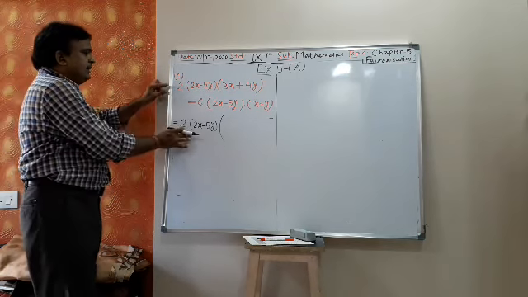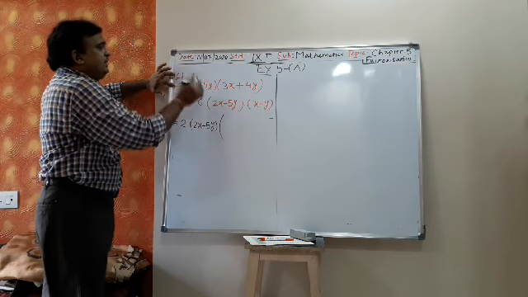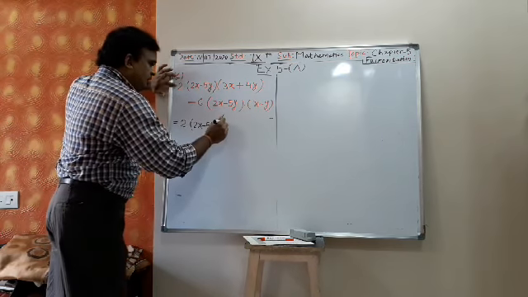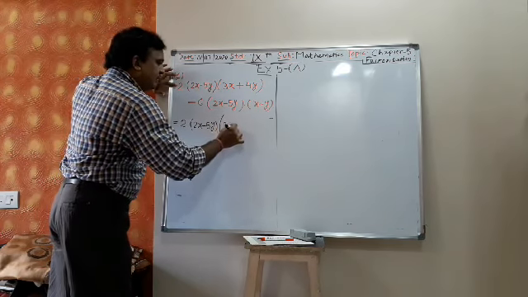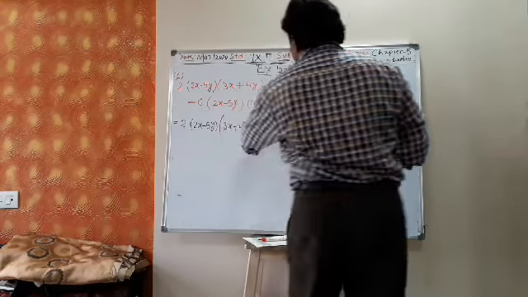So when I take this 2 common, 2x minus 5y common, then what is left in the first? Tell me. So I will write 3x plus 4y. Very good. 3x plus 4y. Then what is left in the second? Tell me.